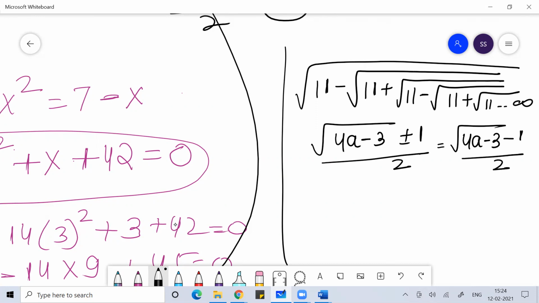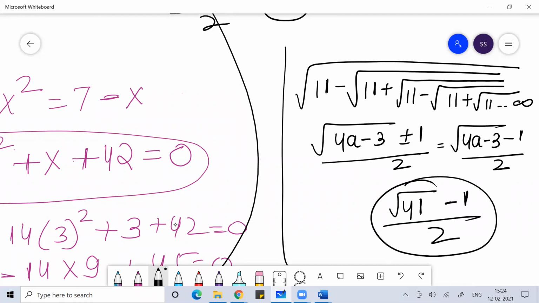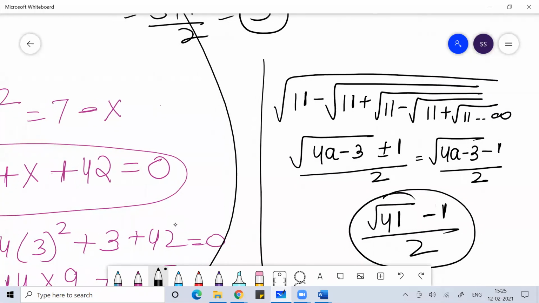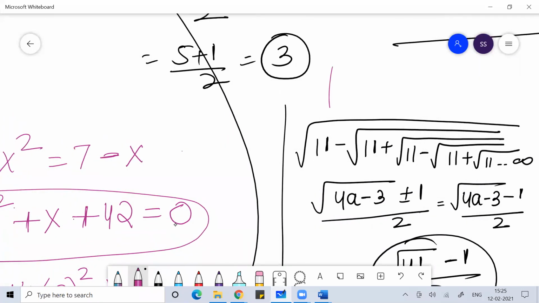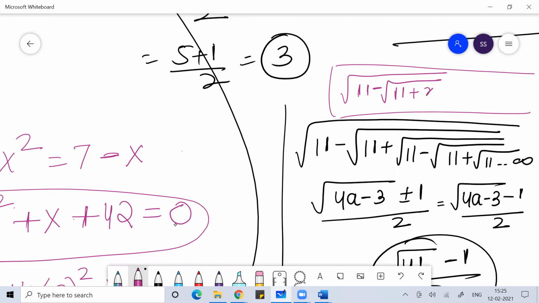Here a is what? a is 11. 11 fours are 44. 44 minus 3 is 41. So your answer is root 41 minus 1 by 2. This is your answer. You can again solve it the way we solved it before. You can write this equation in the form of a quadratic equation, so it becomes root of 11 minus root of 11 plus x equal to x. You can solve it and you'll get the same answer.